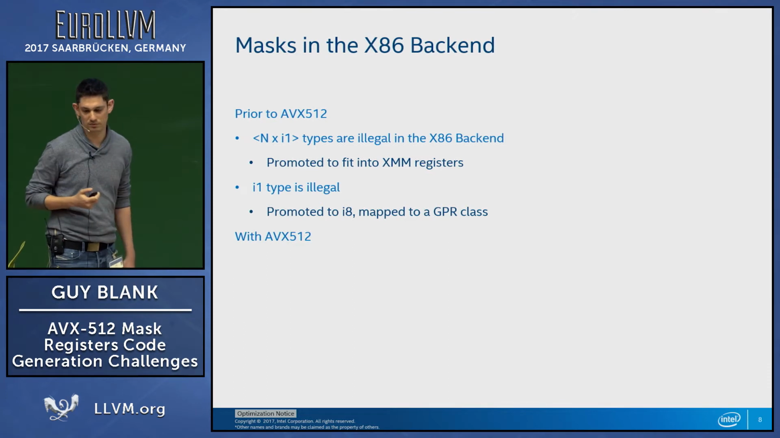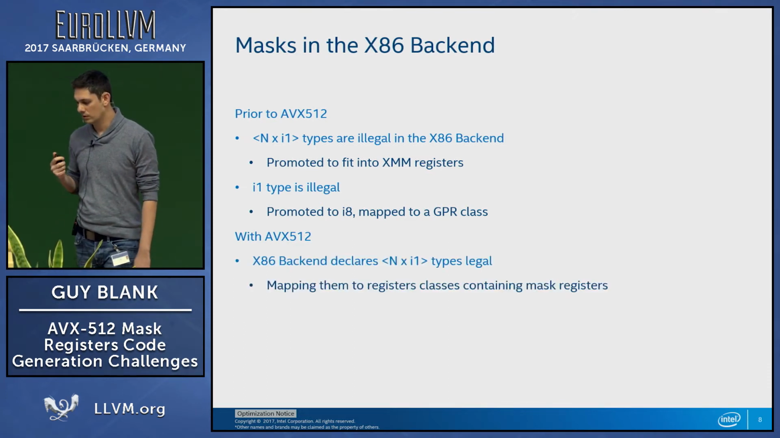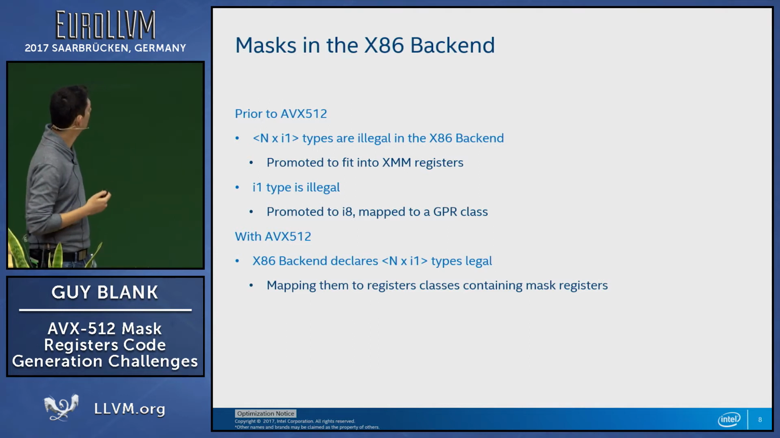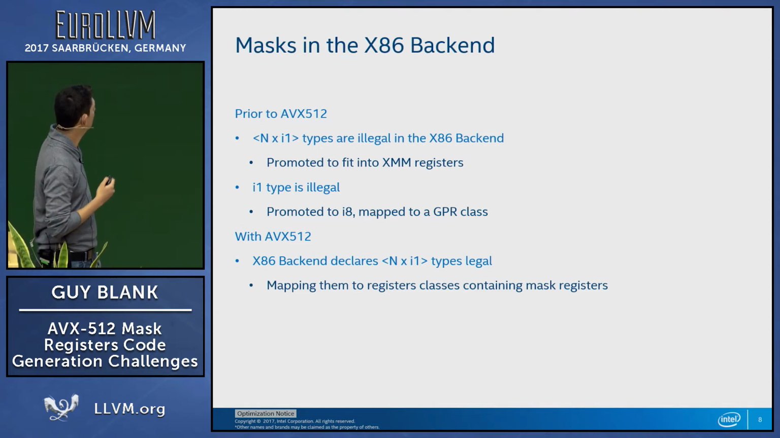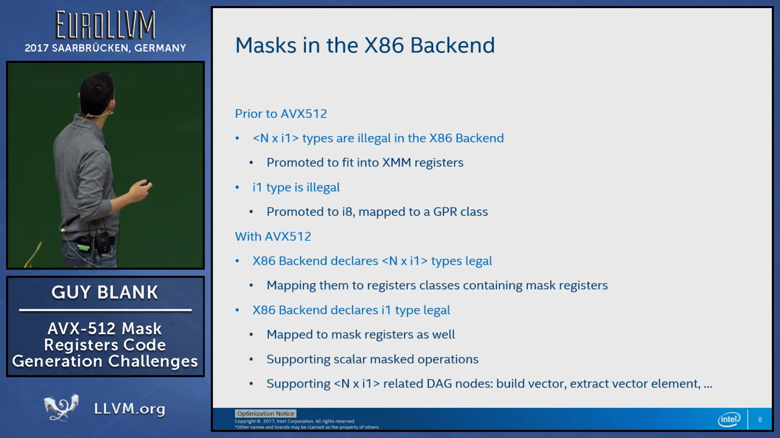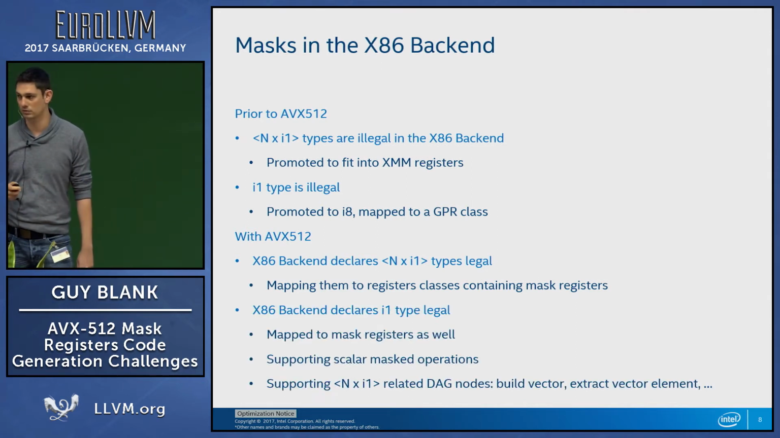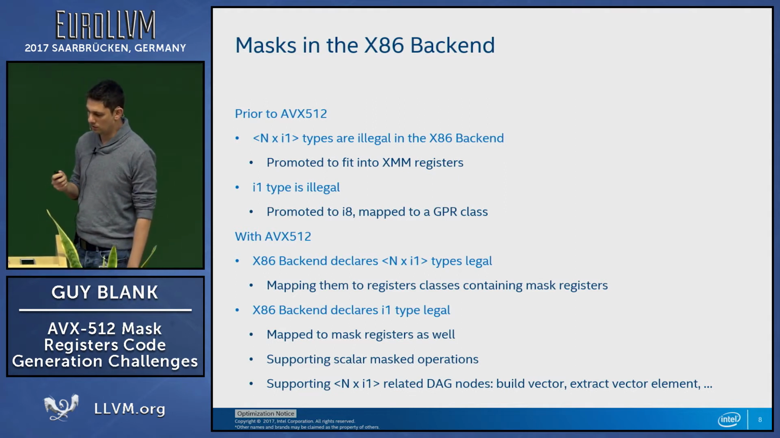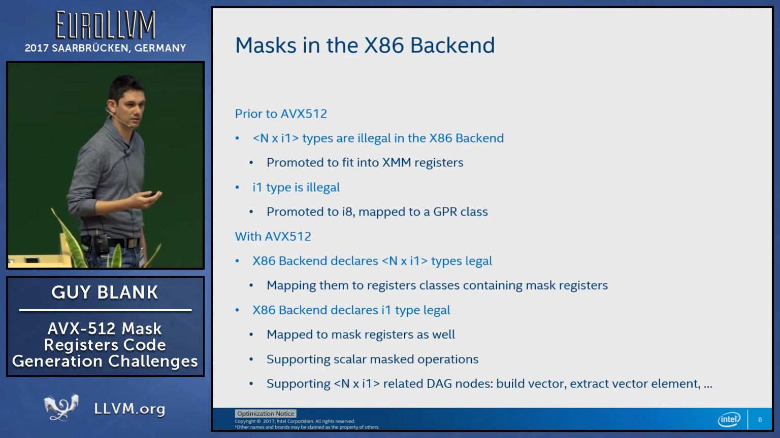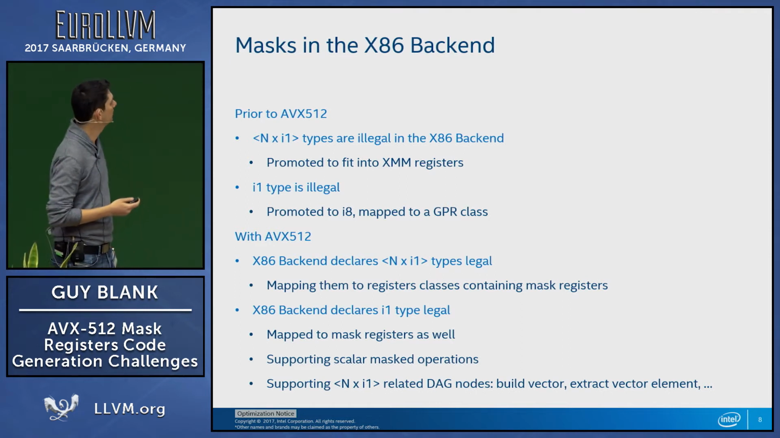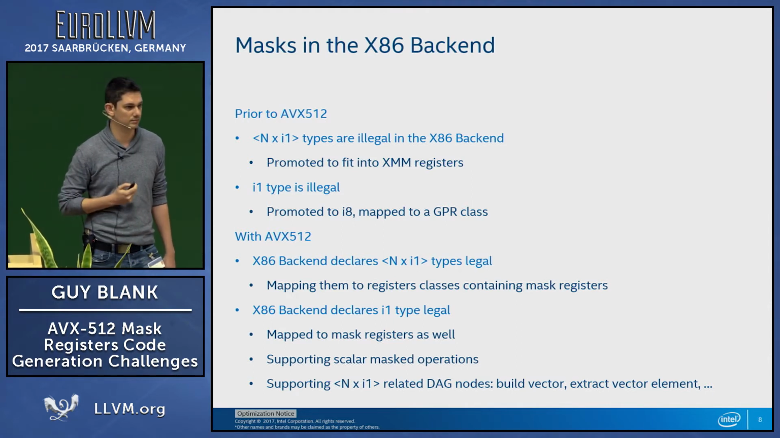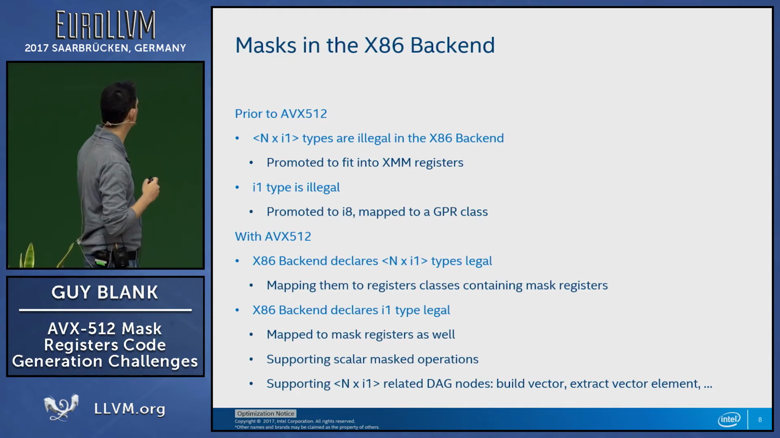Now, with the introduction of AVX512, as we saw, since it maps so naturally to I1 vectors, we've made the I1 vectors legal, and they are mapped to mask registers. In addition, we've made the I1 scalar type legal. And why is that? Well, we saw scalar masked instructions before. We saw the scalar addition, the scalar masked compare, and they all use just 1 bit of the mask register, so it did seem reasonable to make the I1 legal.